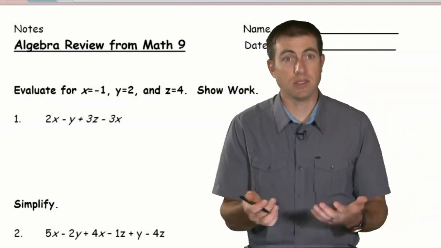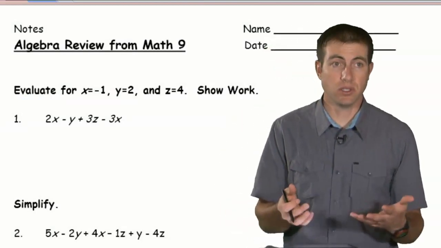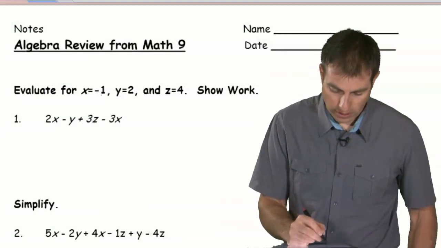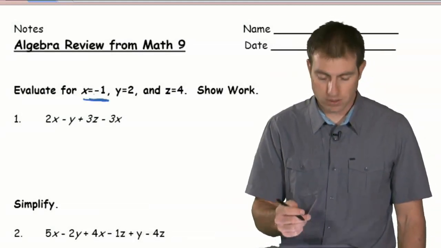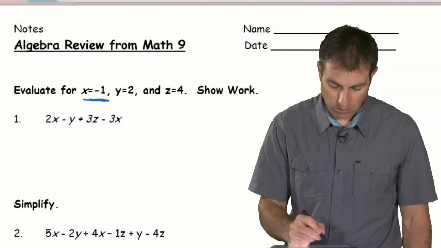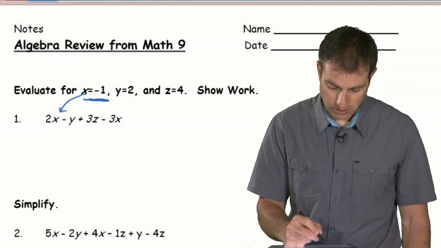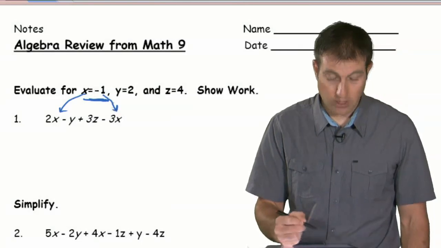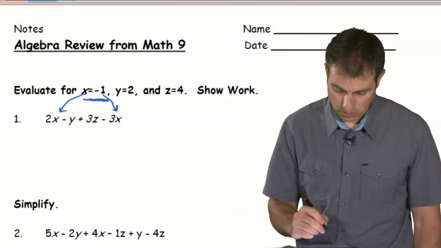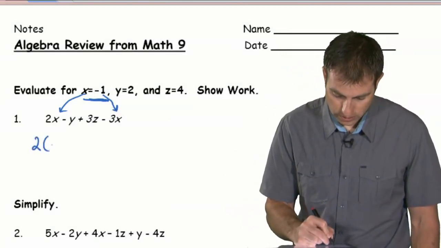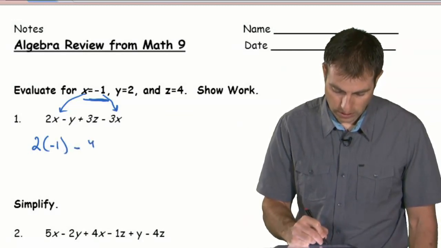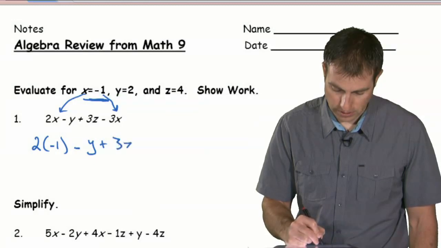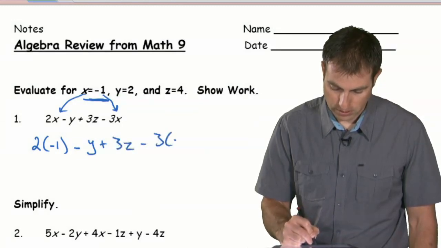So evaluate means essentially we're going to substitute the values into the equation. You can see the letter x is equal to -1. So anywhere there's an x down below, we're going to put in a -1. We see an x there, we see an x there, so we're going to put in a -1 for each of those. So we're going to get 2 times -1 minus y plus 3z minus 3 times -1.